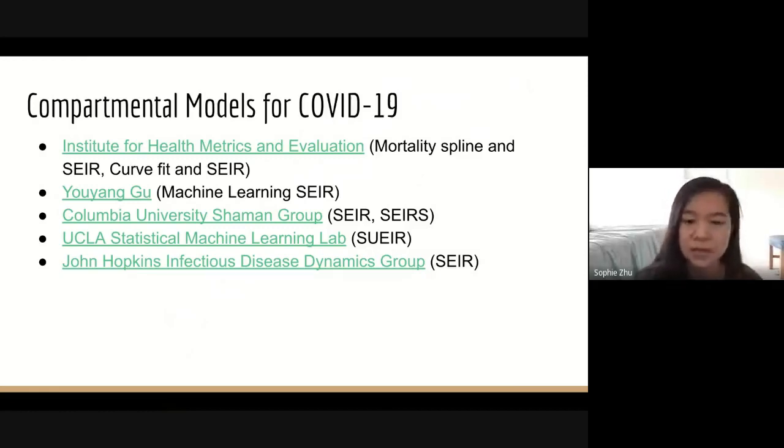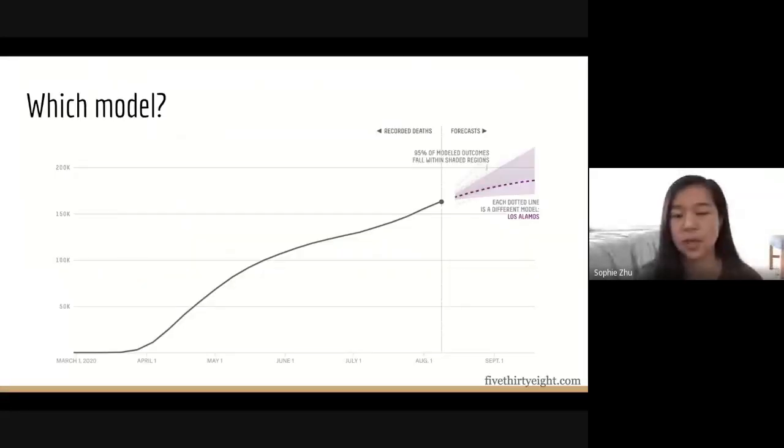Youyang Gu, who is an independent scientist who created a machine learning-based SEIR model. The Columbia University Shaman Group has their own SEIR, SEIRS model. UCLA has a SEIR variant, and Johns Hopkins has another SEIR model. And obviously, these are more complex than the models I've shown to you today, but they still rely on those underlying concepts surrounding compartmental modeling.